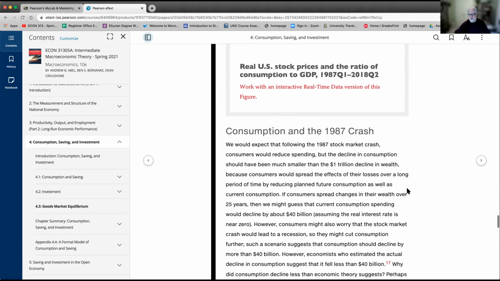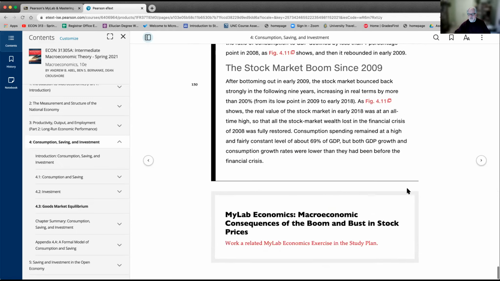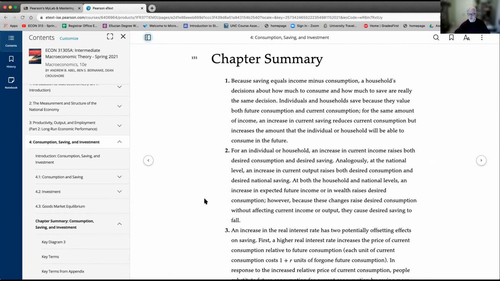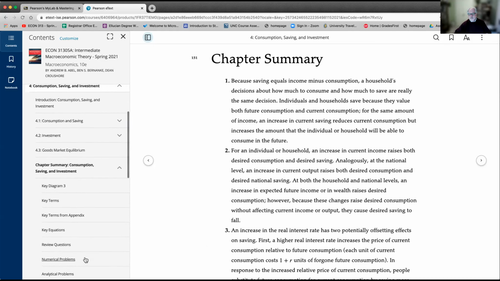So this is connecting to the real world and the kinds of things that I will ask you as well. I'll give you a real world example. And that's really it for this chapter. Then there's a summary at the end of the chapter, as there is in every chapter. What the key diagram is, key terms, etc. And so I encourage you to look through that.